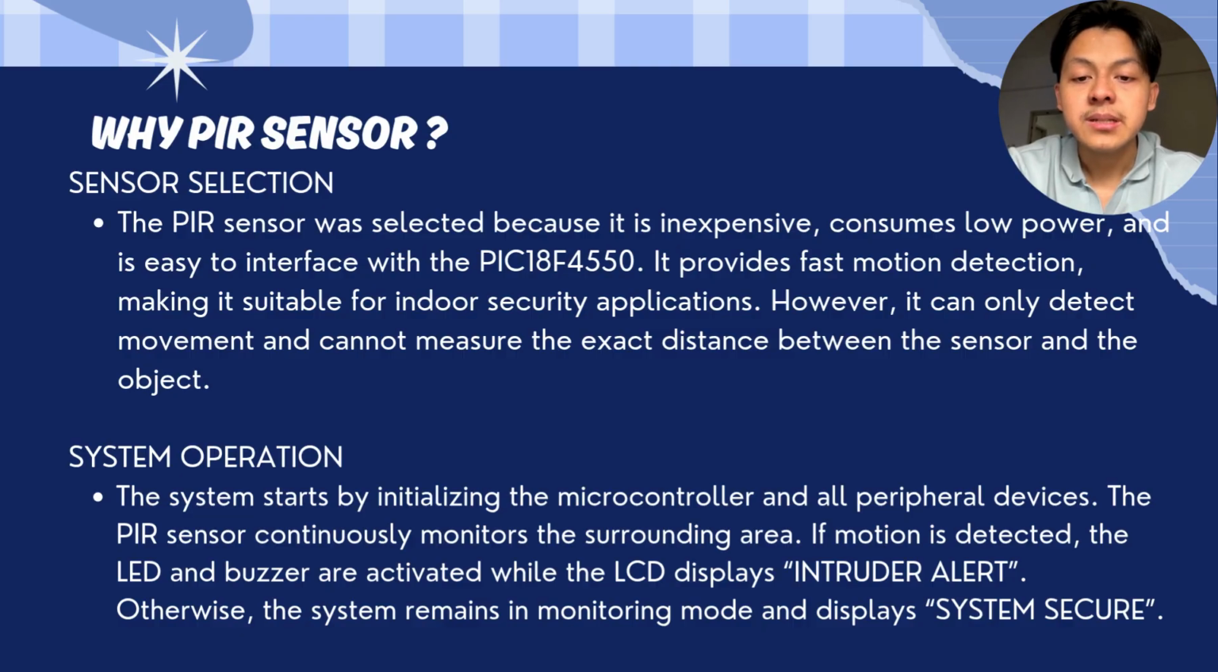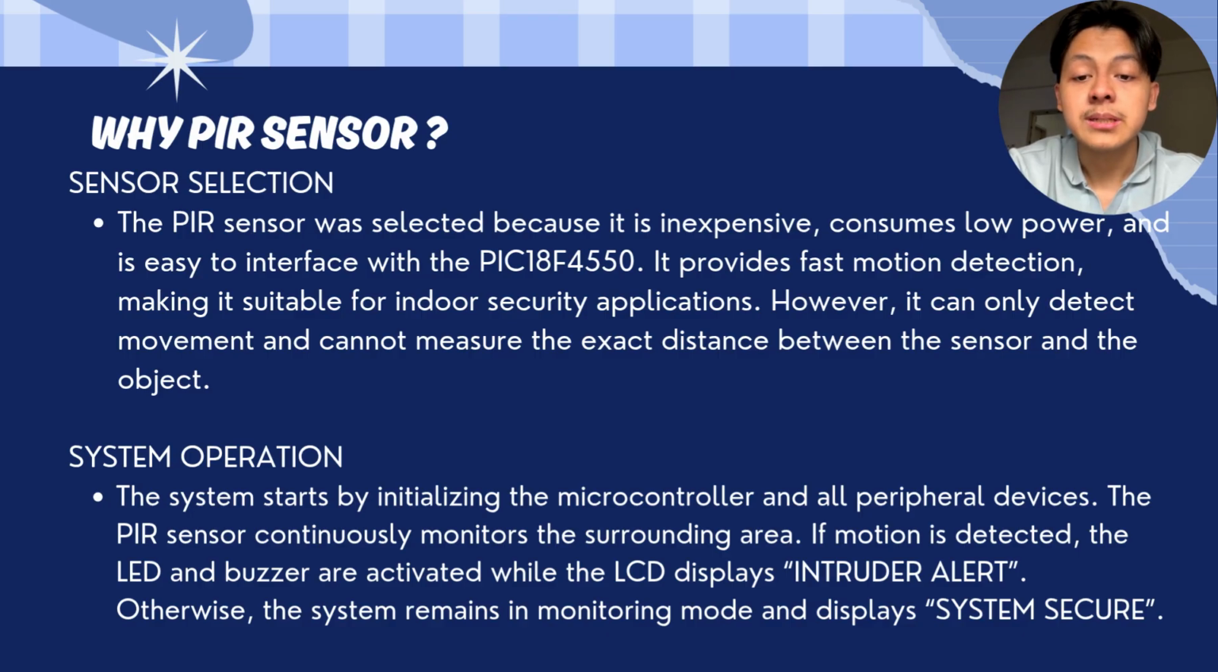Why PIR sensor? Sensor selection. The PIR sensor was selected because it is inexpensive, consumes low power, and is easy to interface with the PIC 18F4550. It provides fast motion detection, making it suitable for indoor security applications. However, it can only detect movement and cannot measure the exact distance between the sensor and the object.